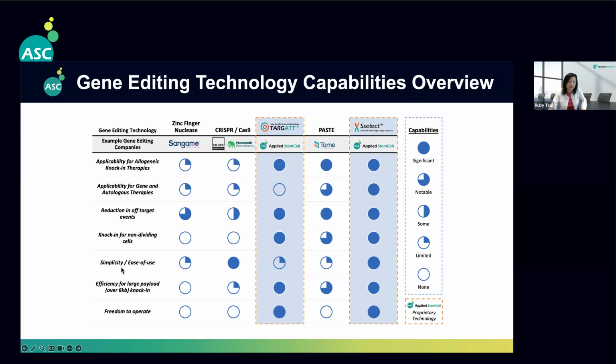And simplicity. This is where I want to emphasize the simplicity. PASTE is good. It can do some other things, although it's very complex, so the efficiency is compromised. And with our SELECT, it's much simpler and works better. Right? And large payload. Like I said, we have demonstrated we can insert up to 20 kb. None of those other technologies can.